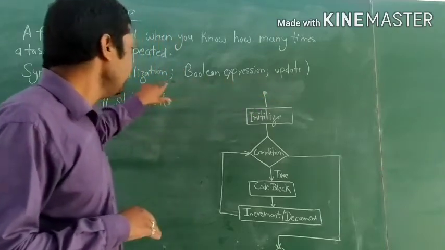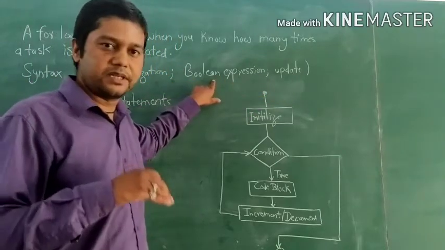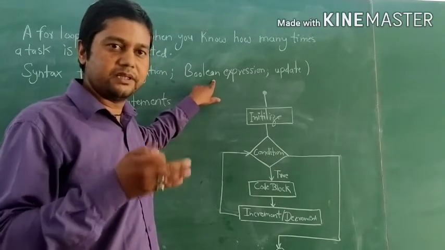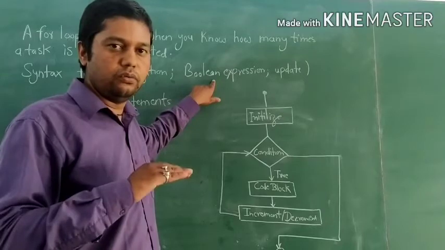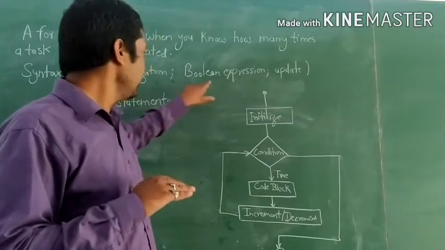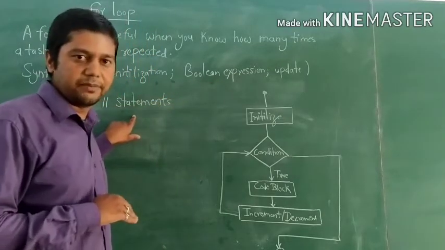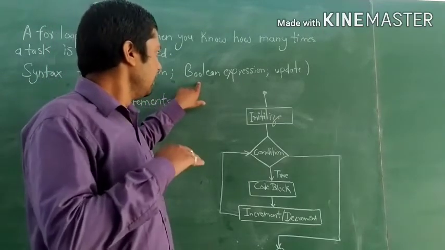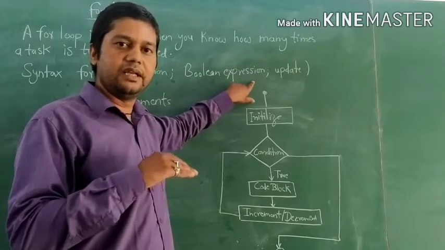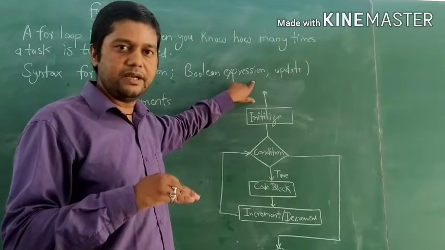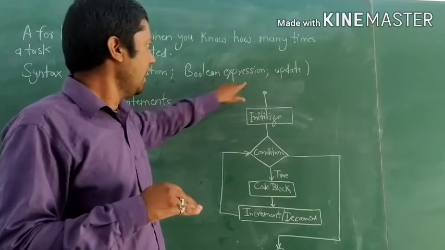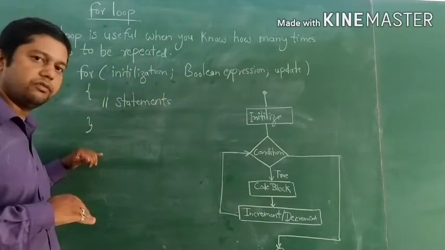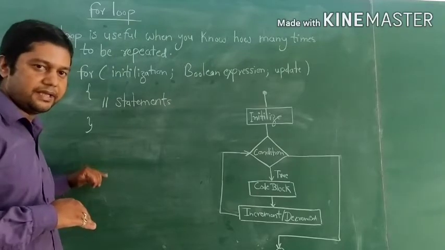When the boolean expression satisfies the condition, or the boolean expression gives a true result, then it will execute the statement. Otherwise, if the boolean expression gives a false result, then it will come out of the for loop, and the other statements outside the for loop will execute.